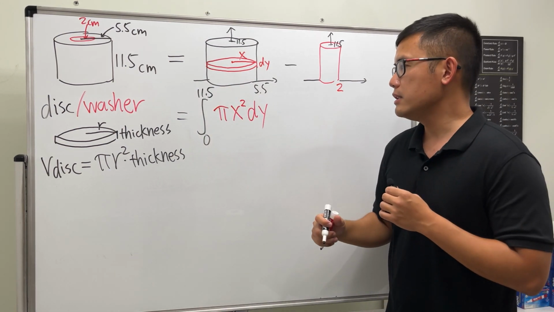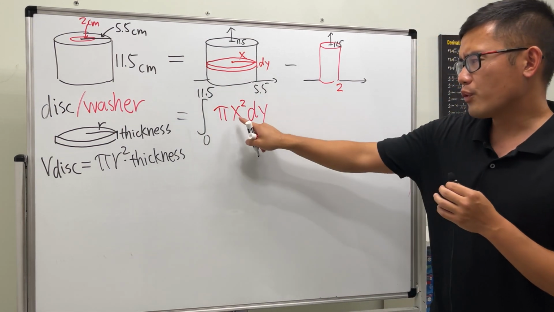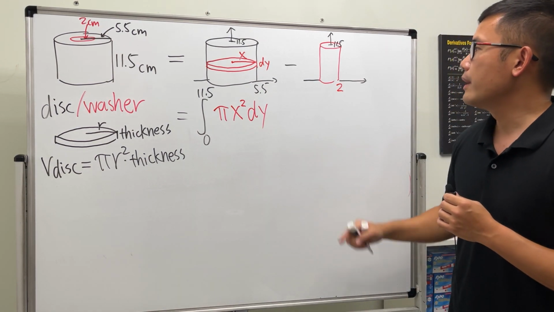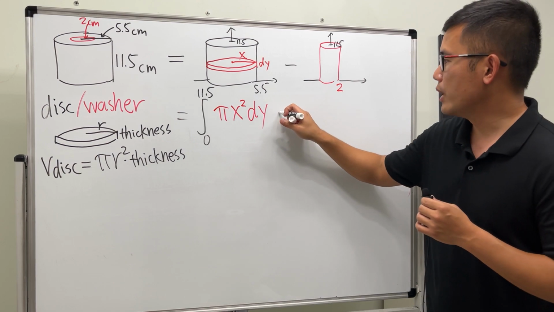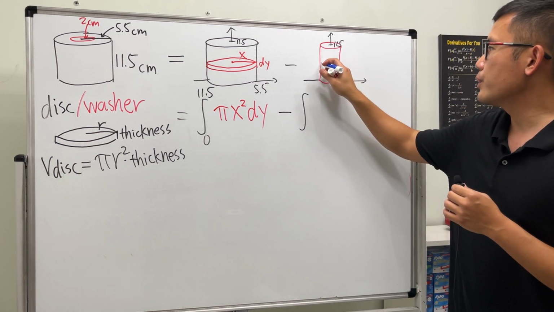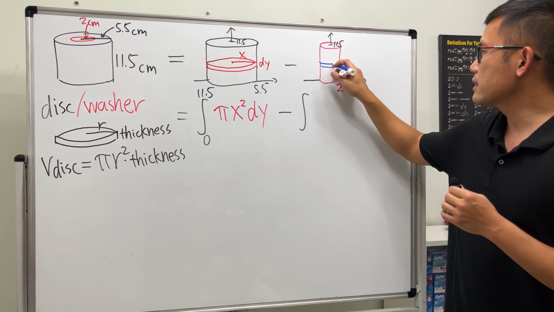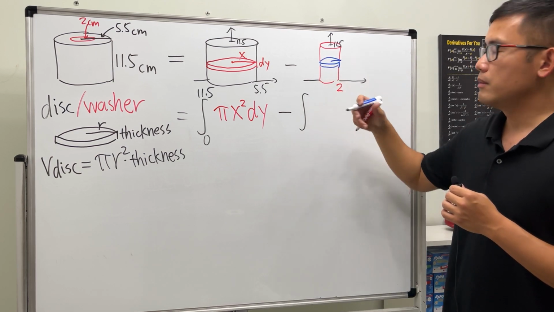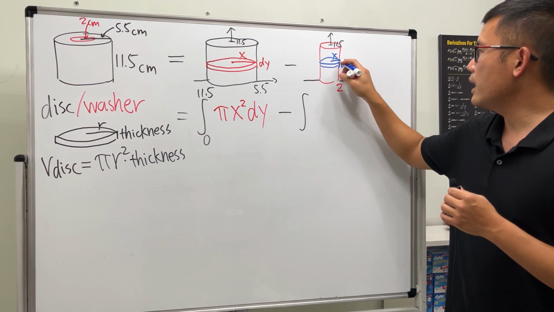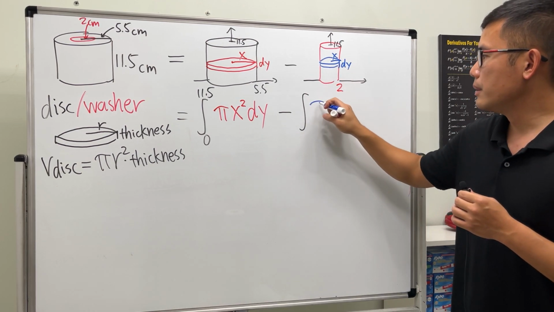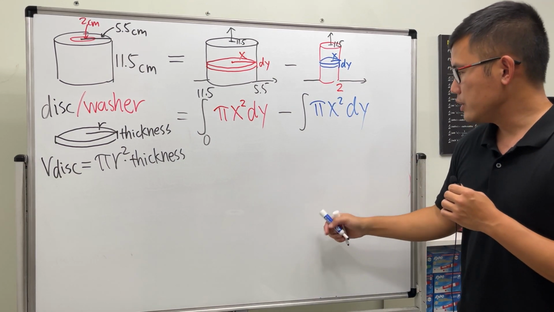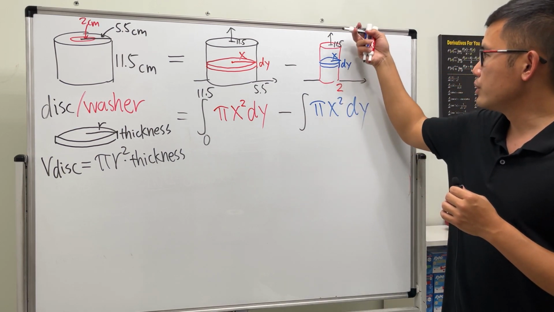So that would be the first integral that we have. But of course, I know x is not in the y world. Don't worry, I'm going to fix that later. Let's also set this up right here. We are going to subtract an integral. And for this right here, do the same thing real quick. Draw the small disk like this. Again, horizontal distance is dx, and then the thickness is dy. Very nice. So pi x squared dy, and this time we still integrate this from 0 to 11.5.